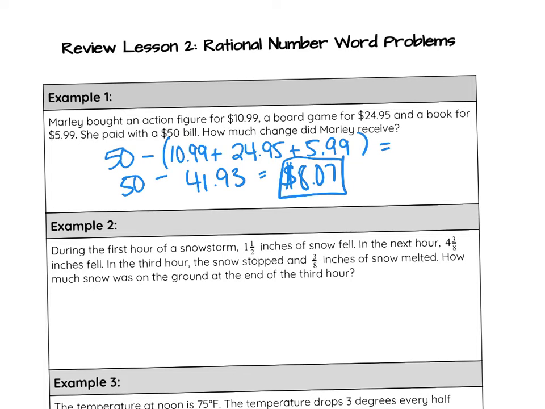Alright, example 2. During the first hour of a snowstorm, 1.5 inches of snow fell. In the next hour, 4 3/8 inches fell. In the third hour, the snow stopped and 3/8 inches of snow melted. How much snow was on the ground at the end of the third hour?